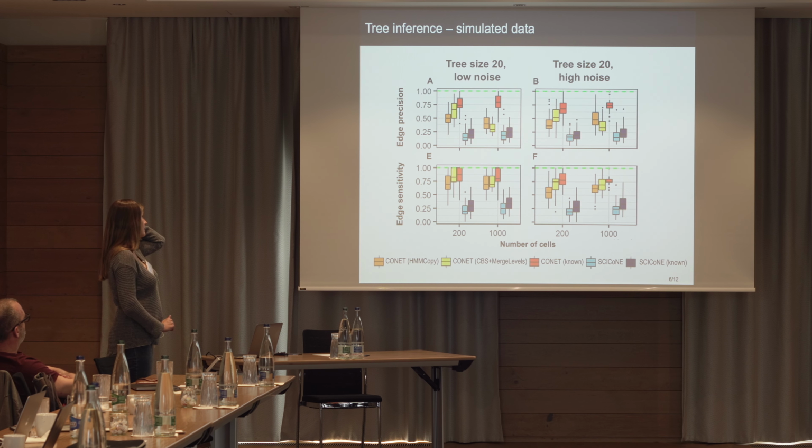Okay, and here are the results for the tree inference. This task is much more difficult, and here we could only compare to SciCone. The setups are basically the same. And in terms of edge precision, CONET varies from, let's say, 50 to almost 100 in the lower noise, and edge precision is up to 75% for the lower noise, and up to also 75% for the higher noise.